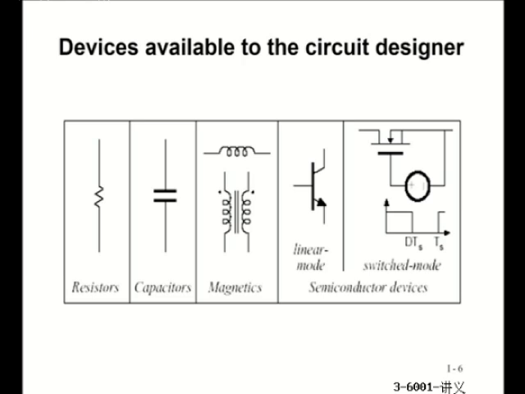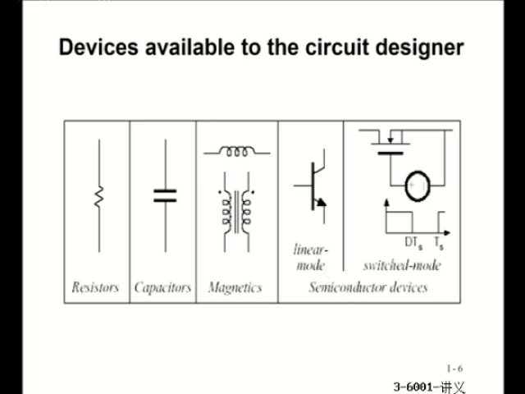So if electronics can be classified in these two areas, when electronics is adopted to convert and control power, that's power electronics. If electronics is used for signal or information processing, that's information electronics. In information electronics, the devices that we usually use are listed in this picture, including resistor, capacitor, magnetics, and semiconductor devices.